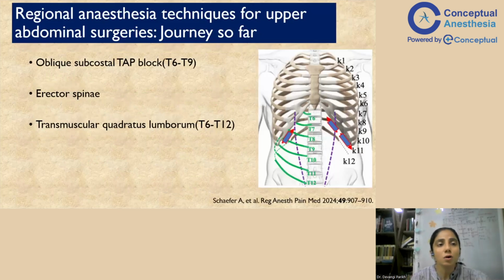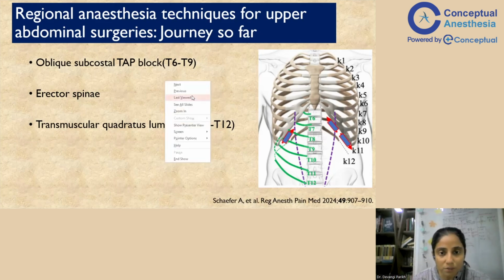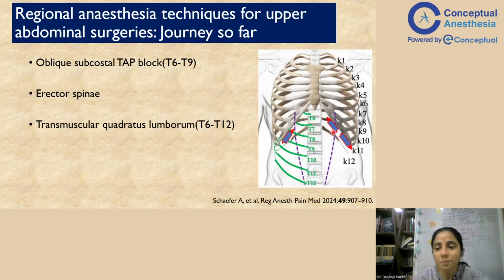So a quick revision of our regional anesthesia journey for upper abdominal surgeries, like open cholecystectomy, lap cholecystectomy, a rooftop incision for Whipple surgery, that kind of thing. So most of you must have seen the oblique subcostal TAP block. The TAP block is usually administered medial to the linea semilunaris or lateral to it. However we administer it, the coverage is basically from T6 to T9.